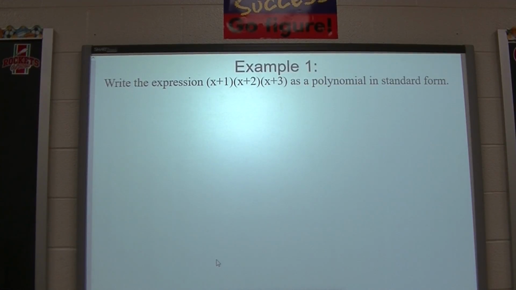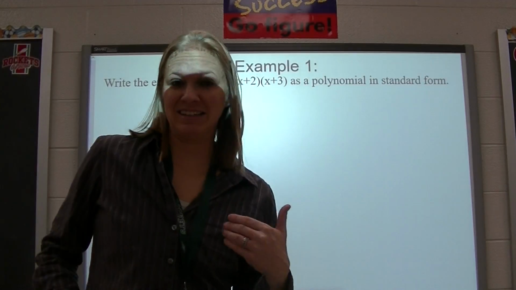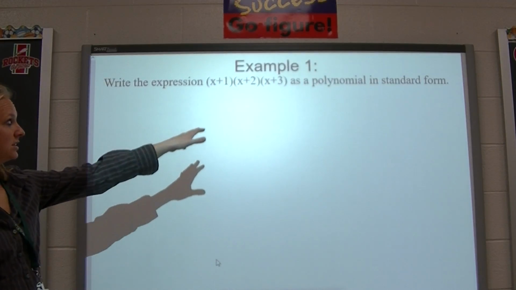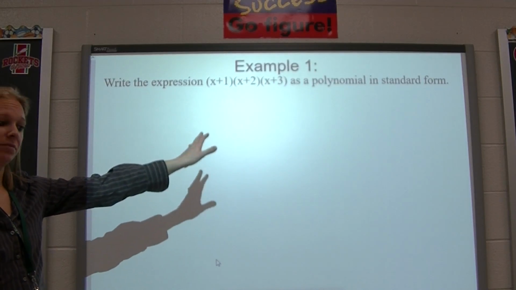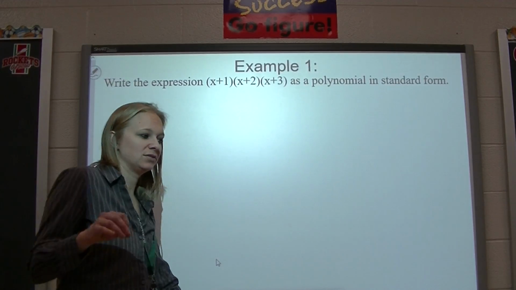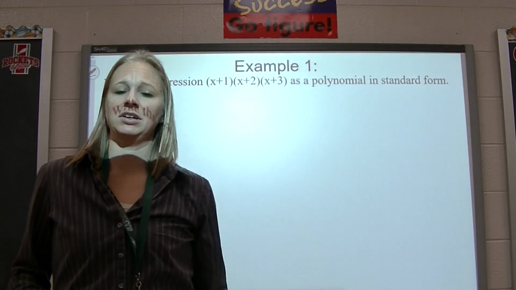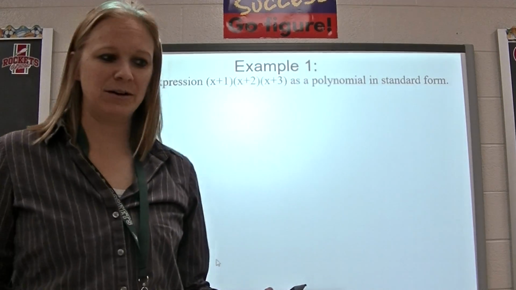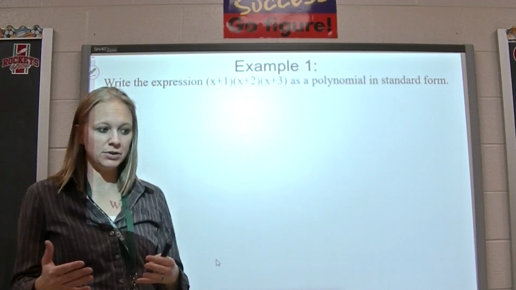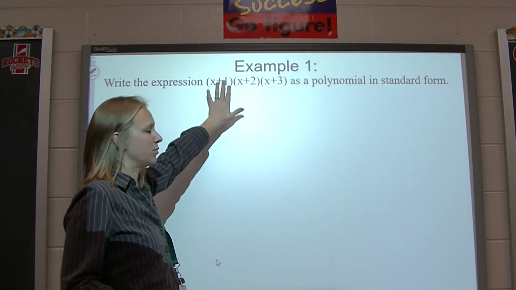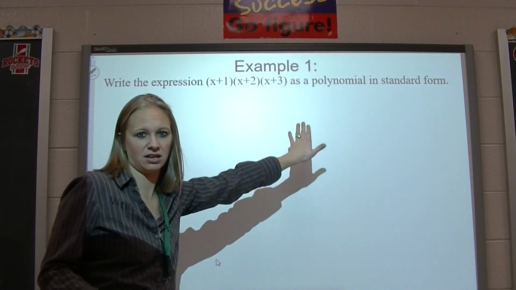Okay, so I've already told pretty much the majority of you about my dislike for FOIL. In this example, you won't see it as much, but in other examples you will. I don't like FOIL because you can only use it when you have a binomial times a binomial, right? So what I say is we're going to use the distributive property, where we distribute each term in the first set of parentheses to every term in the second set of parentheses.